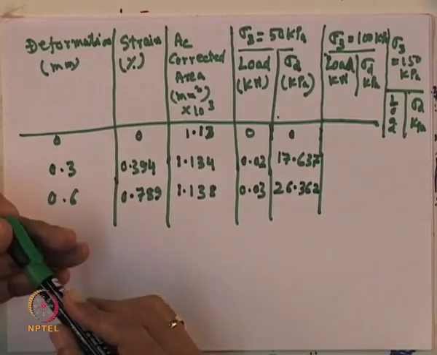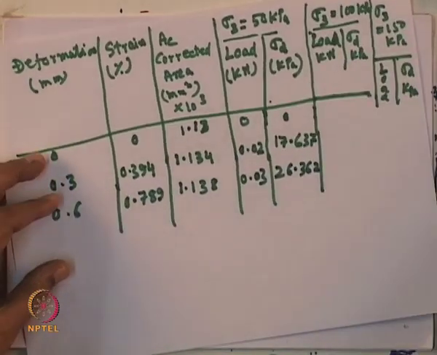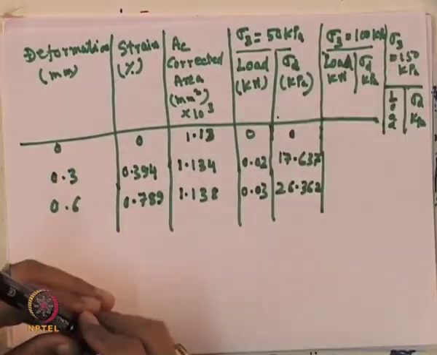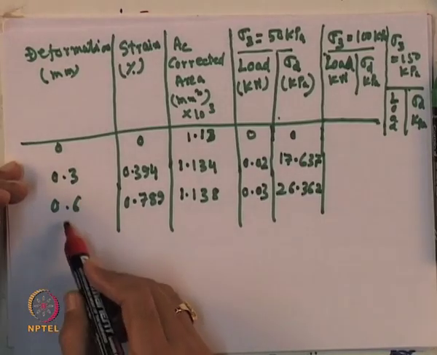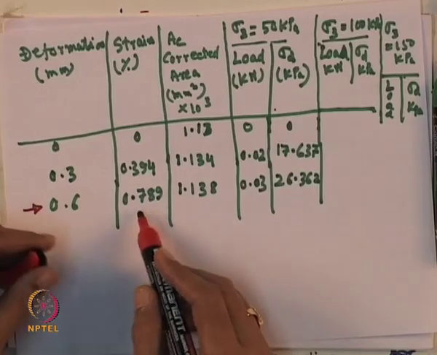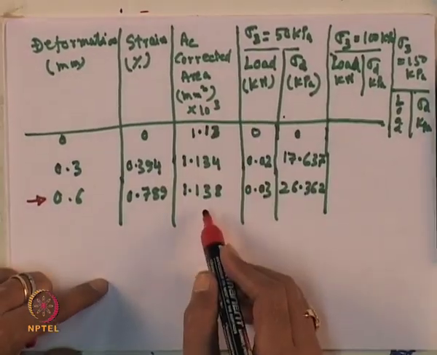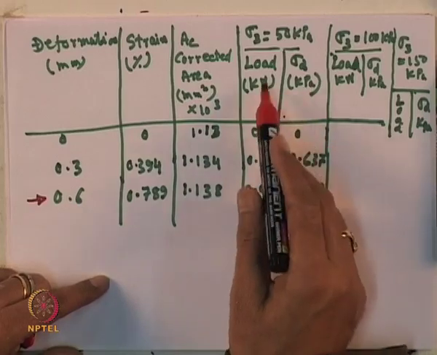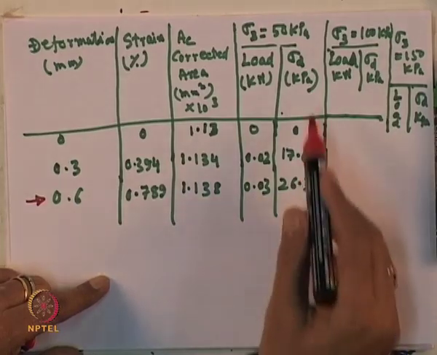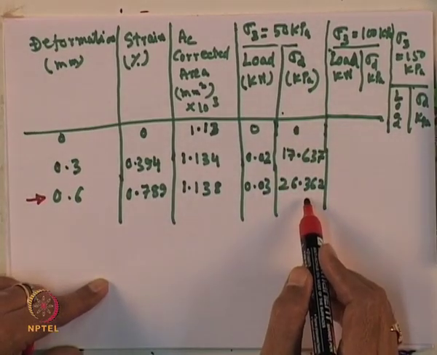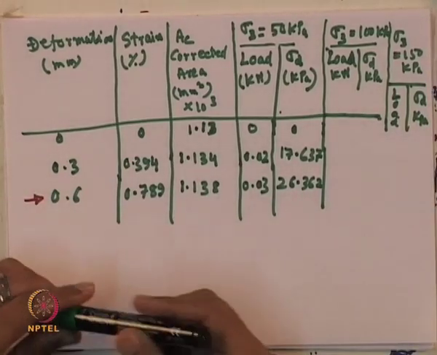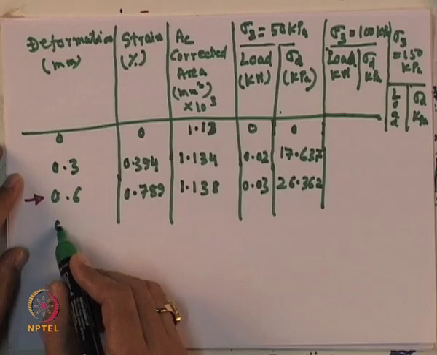So I will just focus on how you can calculate this deviator stress for a particular deformation 0.6: how you are measuring the strain, then the corrected area, and for a confining pressure of sigma 3 what will be the load and what will be the deviator stress.